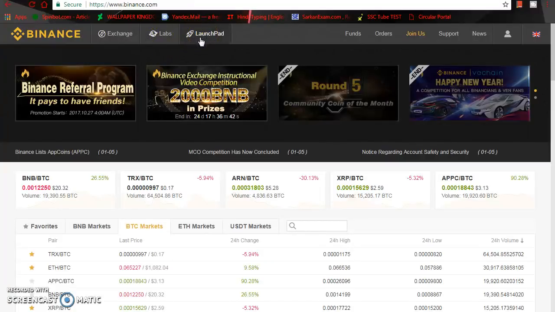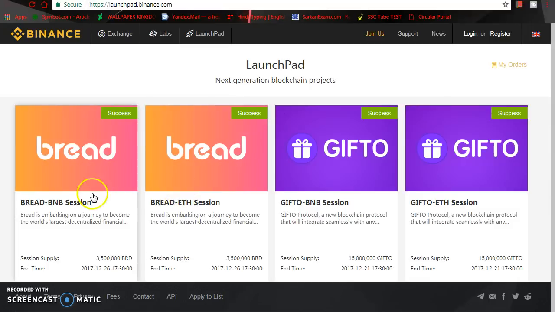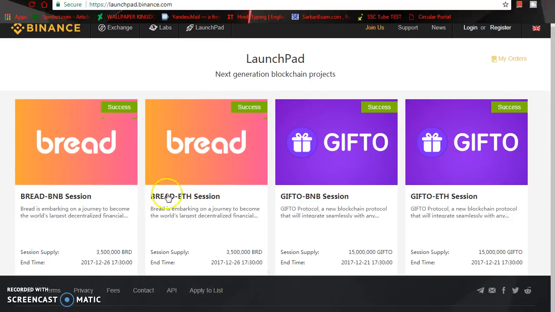Yeah, you can see the launchpad, what they are providing in the launchpad right now. Okay, my net is slow. So in the launchpad they are giving the press releases and all the steps, how the blockchain projects work, the next generation of themselves.